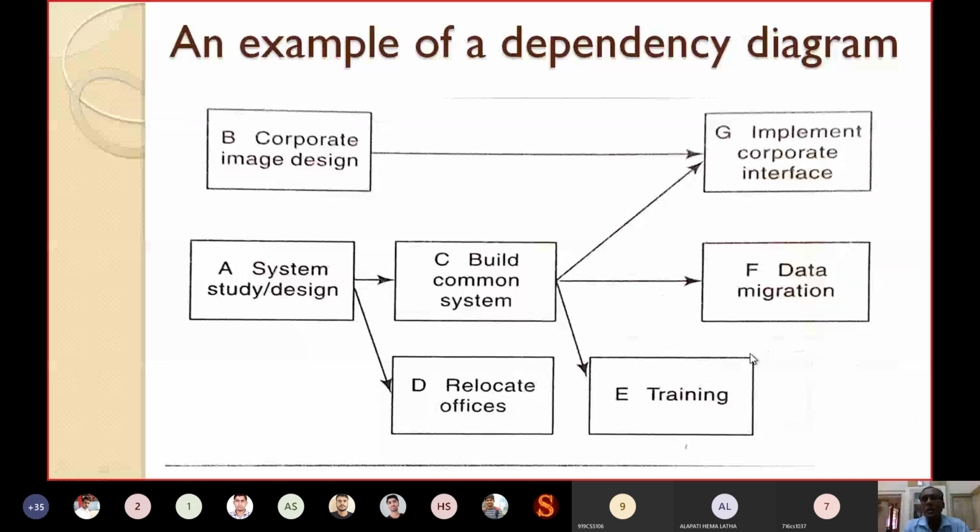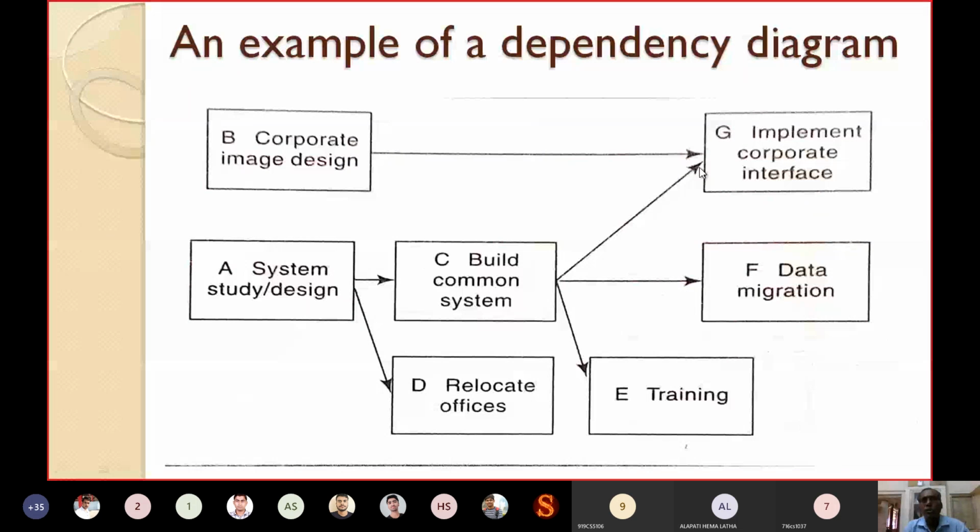Similarly, implement corporate interface depends upon the corporate image design. First you design the corporate image, then only you can implement the corporate interface. So in this you have seen how different projects are related to one another. This diagram shows the dependencies among the different modules or projects. So this is an example of a dependency diagram.